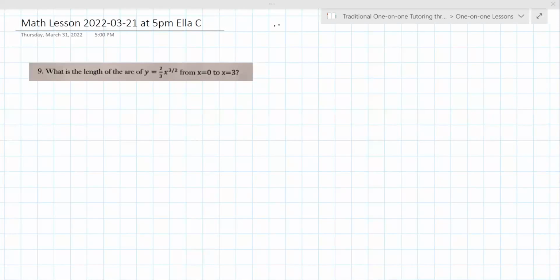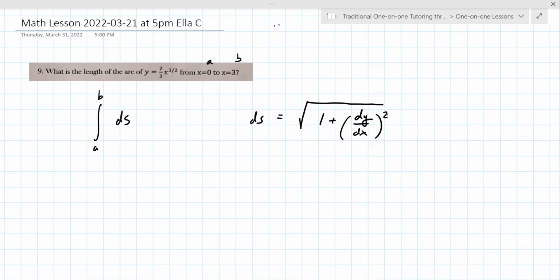It says, what is the length of the arc? What is the length of the curve, this thing right here? Arc length is a formula. It's the integral from a to b, and this is your a to b. ds is the square root of 1 plus (dy/dx) squared.